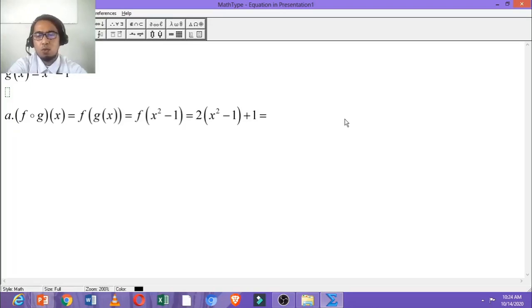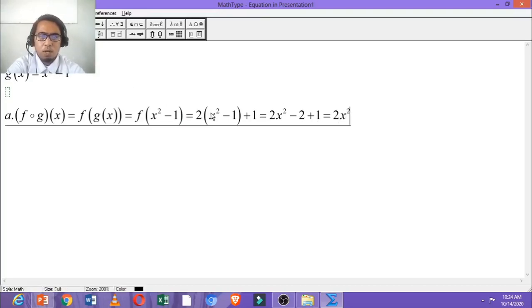Then after that, to finalize our answer, we can simplify it further by distributing 2 in each term. So you will now have 2x squared, then minus, because 2 times negative 1 is negative 2, so minus 2 plus 1. And we can combine these two constants here, so you will now have 2x squared minus 1. It means the answer for letter A is 2x squared minus 1.